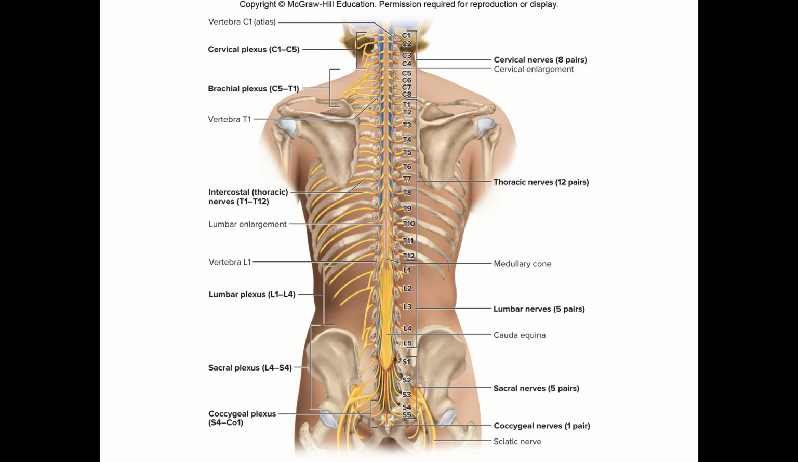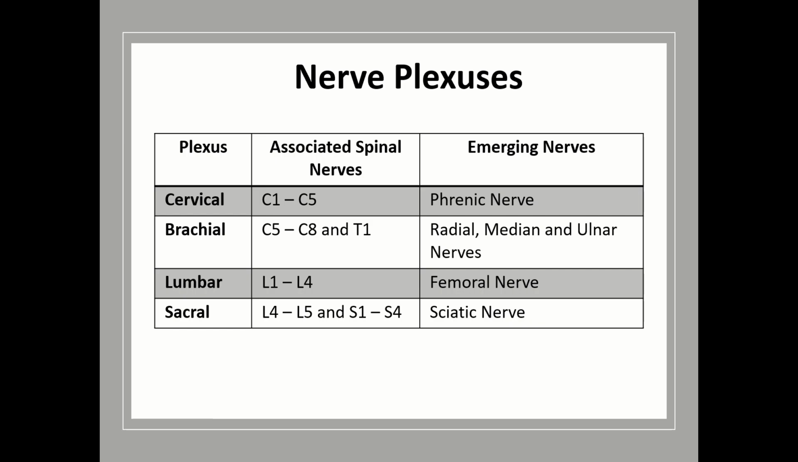You'll also notice the lumbar enlargement, which you see here at around T10, as well as the cervical enlargement that you see between C4 and C5. These are thicker regions of the spinal cord that are predominant in regions where nerves rising to the upper limbs and the lower limbs will originate.